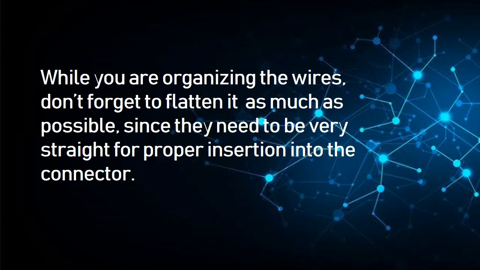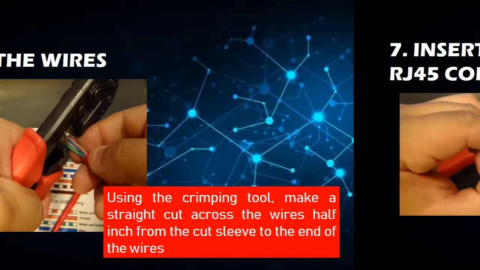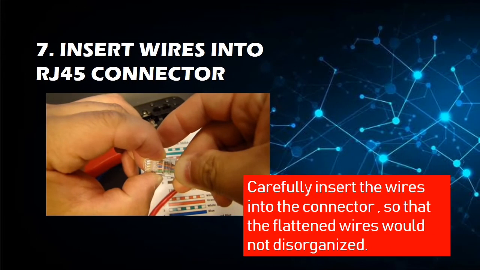Then after you organize and flatten those wires, it's time for you to clip them. Using the crimping tool, make a straight cut across the wires, ½ inch from the cut sleeve to the end of the wires. Make sure you cut it evenly. Then when the cutting is done properly, you need to insert the wires into the RJ45 connector, meaning you have to carefully insert the wires into the connector so that the flattened wires will not be disorganized.